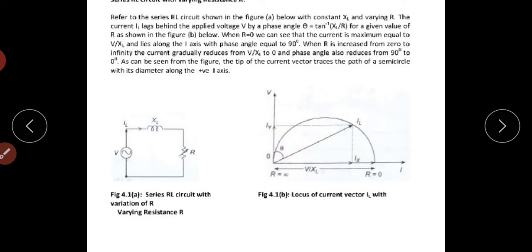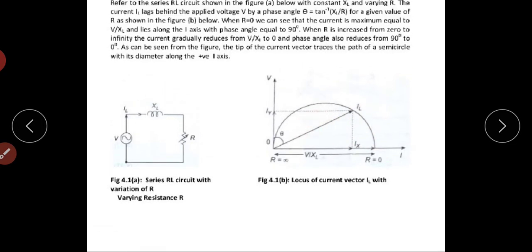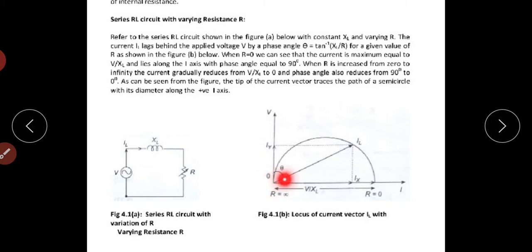Now by increasing the resistance value, the current decreases, and finally it reaches 0. At the same time, the angle also decreases. If we increase the resistance value, the phase angle also reduces, since resistance is inversely related to the phase angle. So finally, at resistance equal to infinity, the theta value becomes 0. So by varying R from 0 to infinity, the current varies from V by XL to 0, and the angle varies from 90 degrees to 0.